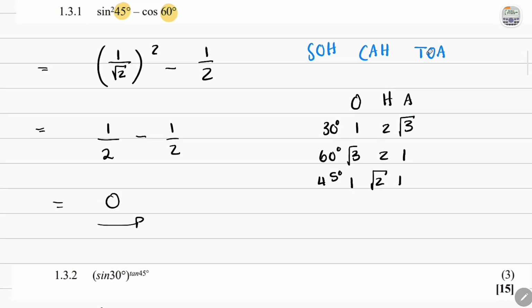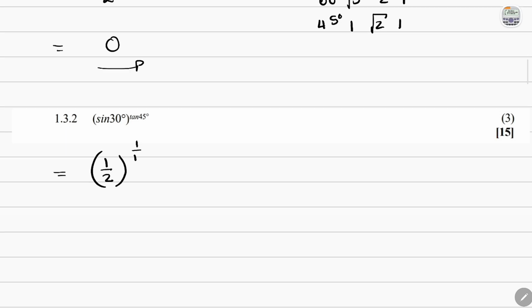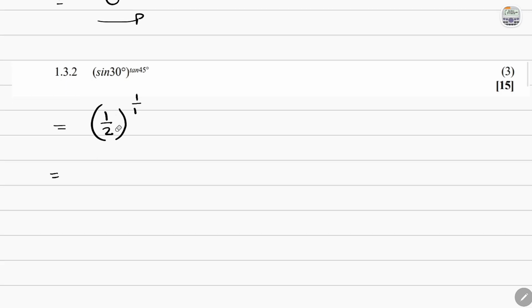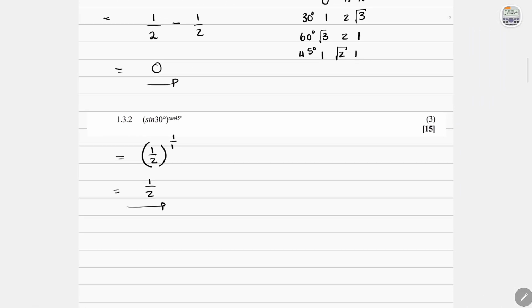That is TOA, opposite over adjacent. So go to 45 degrees, the opposite over the adjacent is 1 over 1, which is just 1. I mean, you can say 1 over 1 just to show them. So anything to the power of 1 stays exactly the same. So our answer here is a half. And that is it for that question. And that is it for question 1.